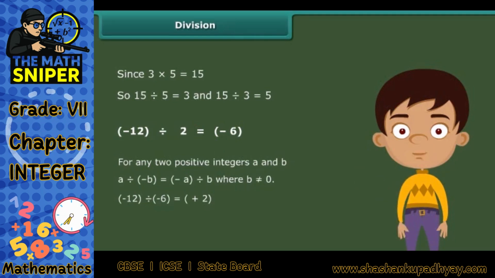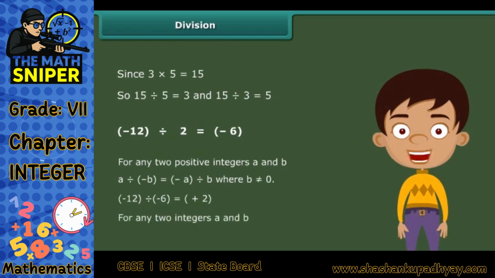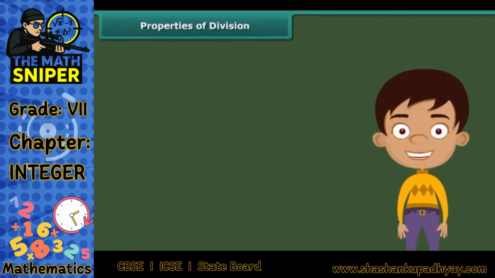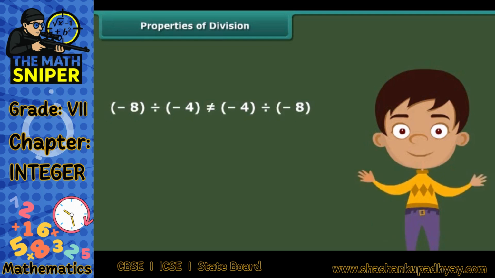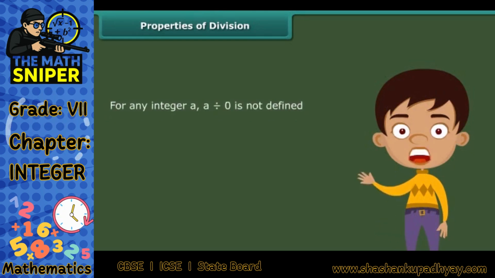When we divide a negative integer by a negative integer, we first divide them as whole numbers and then put a positive sign. In general, for any two integers a and b, minus a divided by minus b is equal to a divided by b, where b is not equal to 0. Division is not commutative for integers. For example, minus 8 divided by minus 4 is not equal to minus 4 divided by minus 8.